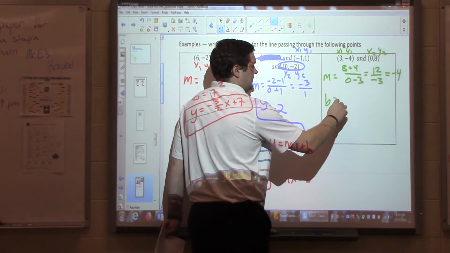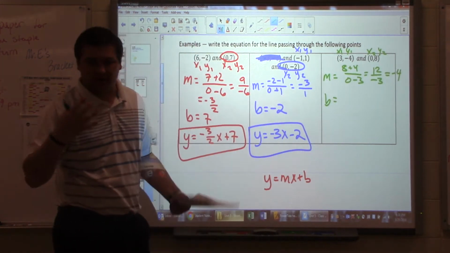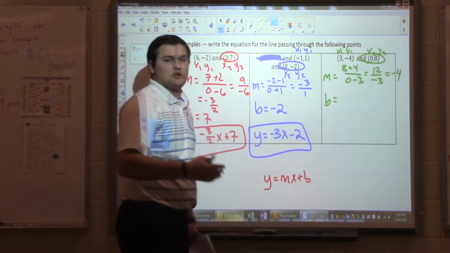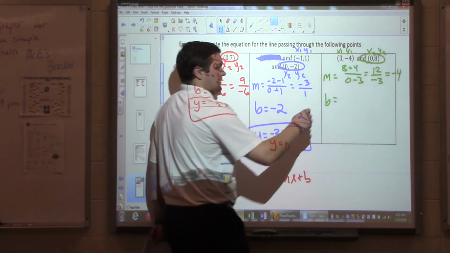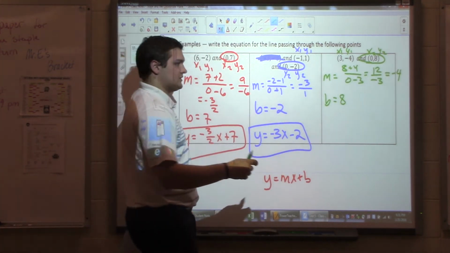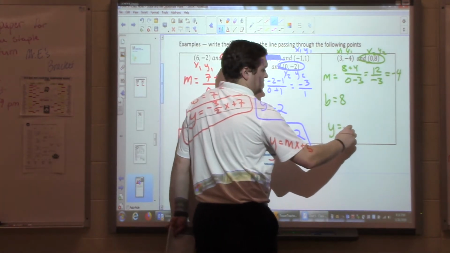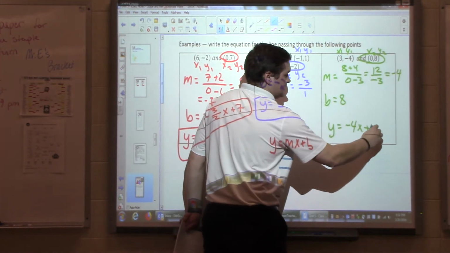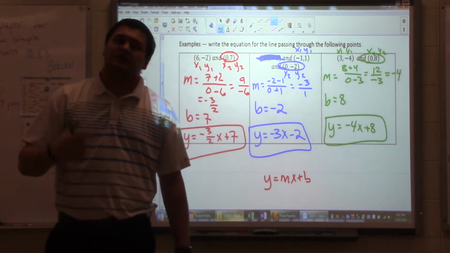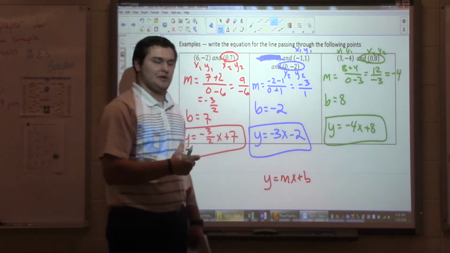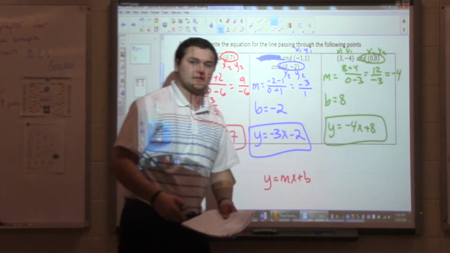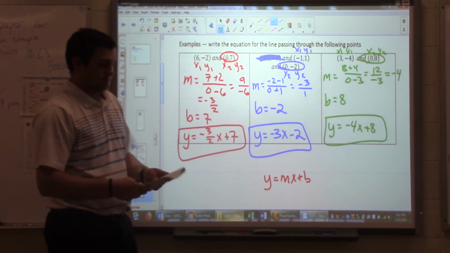Then, my y-intercept at 0 comma a number again, right? 0 comma b. So, in this case I have 0 comma 8, so b is equal to 8. Then I'm just plugging in my slope and my y-intercept. Y equals negative 4x plus 8. So remember, find the slope, plug it in for m. Find the y-intercept, plug it in for b. Y equals negative 4x plus 8. Alright.